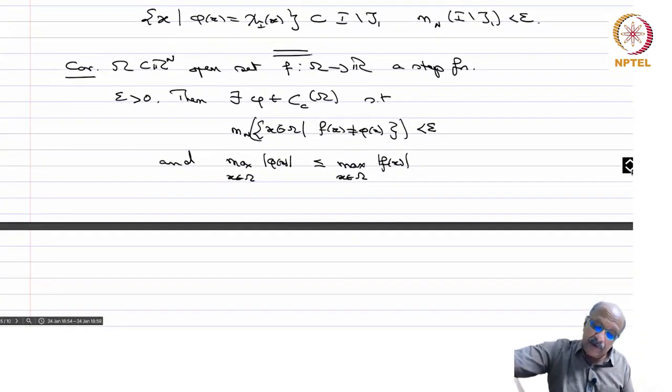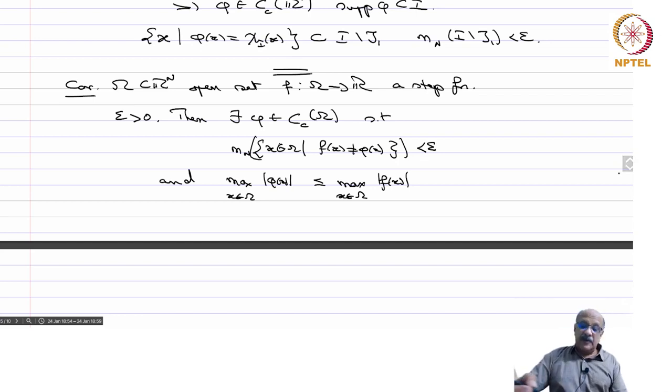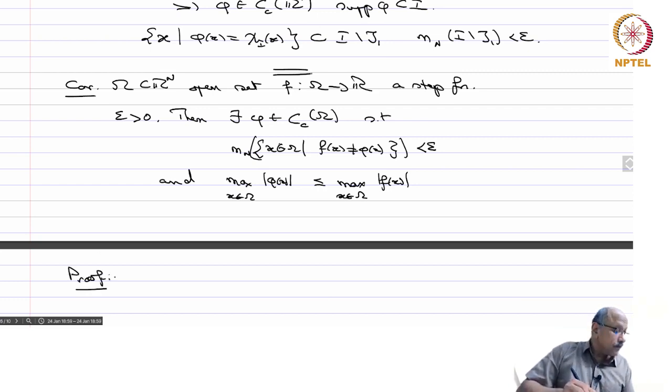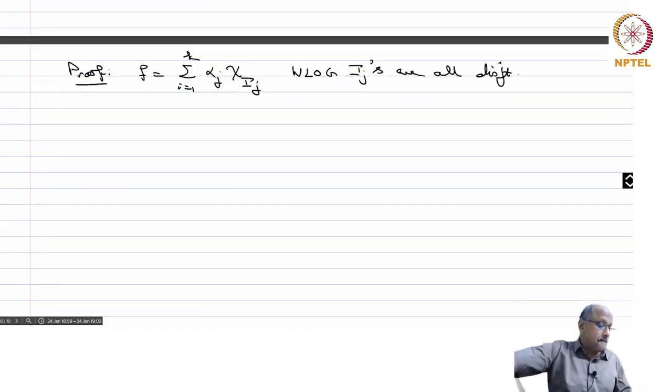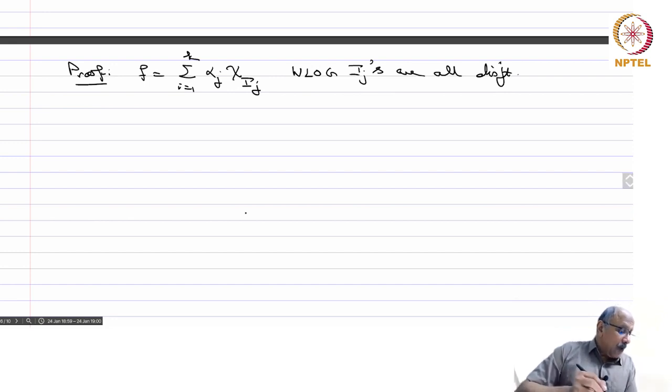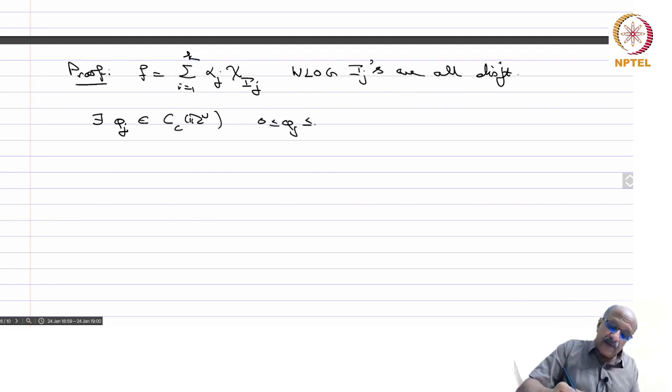I've used max here over the open set, but since we are dealing with a step function, it has only a finite number of values, so it will definitely attain its maximum. Okay, so proof. Let us take f equal to sigma j equals 1 to k alpha j chi of Ij, and without loss of generality, the Ij's are all disjoint. So there exist functions phi j, by the preceding proposition, in Cc of Rn such that 0 is less than or equal to phi j, which is less than or equal to 1.